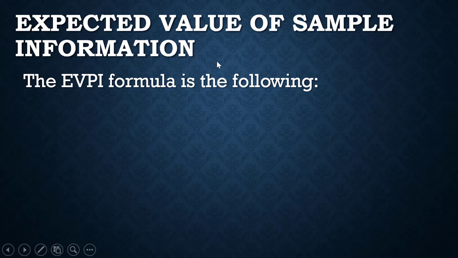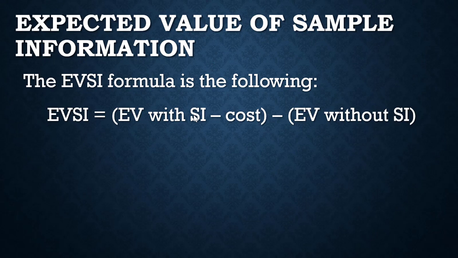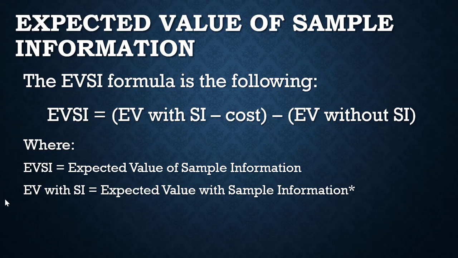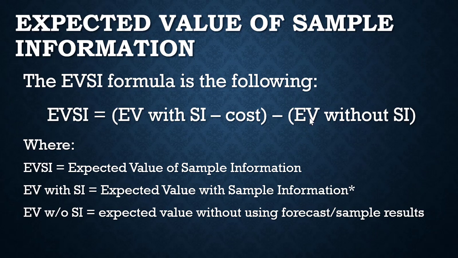Okay, carrying on. Here's the formula for it. Okay, here it is. Sorry, a little correction. So it is the expected value with sample information minus the cost minus the expected value without sample information. We're going to define all of these terms afterwards. Where EVSI is the expected value of sample information, EV with SI is the expected value with sample information, and the EV without SI is our expected value without using a forecast or sample result.